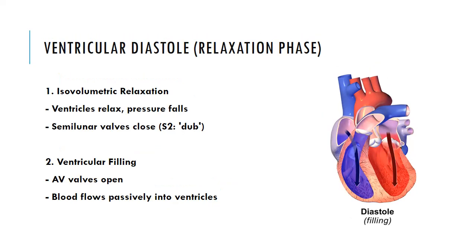After contraction, the ventricles relax in ventricular diastole. In isovolumetric relaxation, pressure inside the ventricles drops, causing the semilunar valves to close. That closing makes the second heart sound, or dub. When ventricular pressure falls below atrial pressure, the AV valves open again and blood flows back into the ventricles. The cycle then starts all over again.